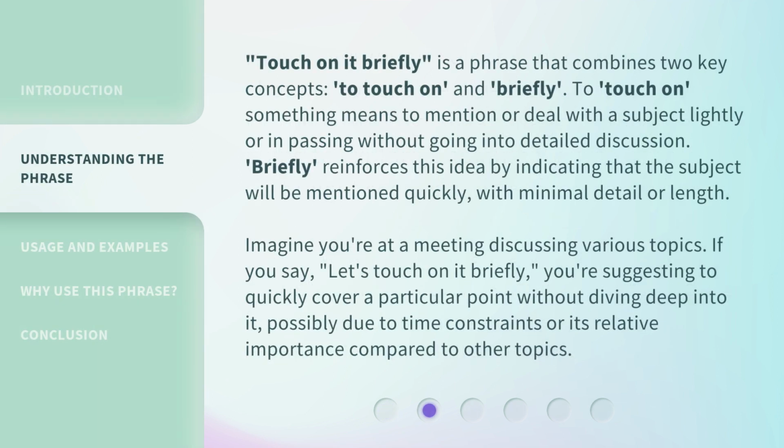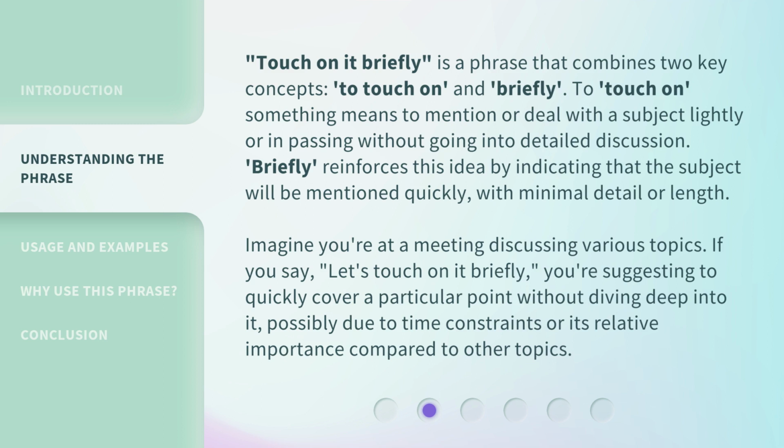Touch on it briefly is a phrase that combines two key concepts: to touch on and briefly. To touch on something means to mention or deal with a subject lightly or in passing without going into detailed discussion. Briefly reinforces this idea by indicating that the subject will be mentioned quickly, with minimal detail or length.